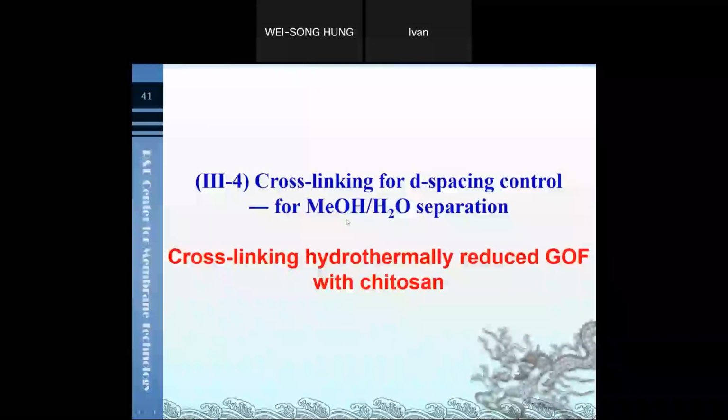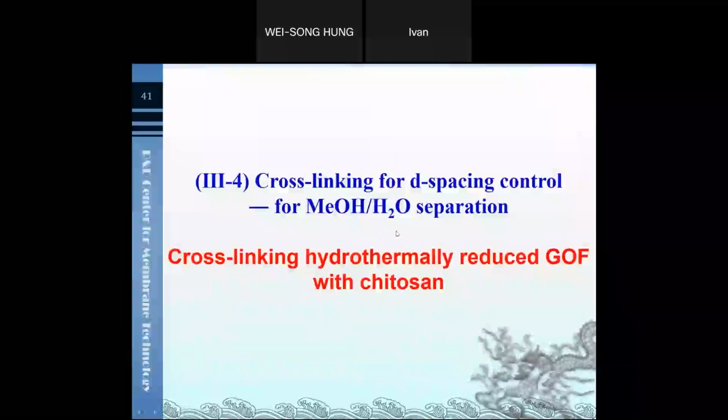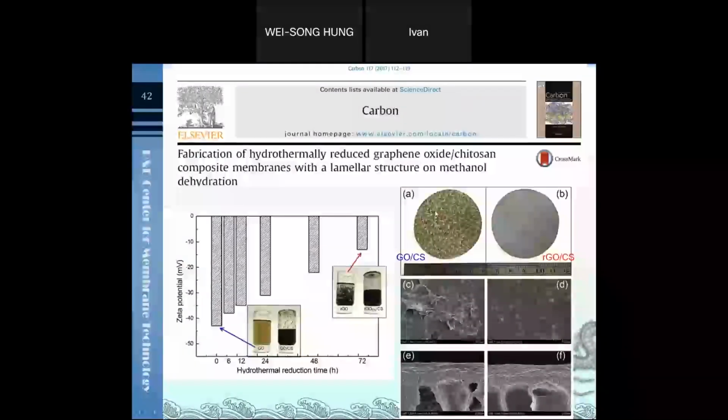Finally, we point out the methanol water separation. Here is also interesting. We see the graphene oxide membrane has good dispersion in the water, and we considered methanol separation. In our lab, the original approach was using the graphene oxide framework for methanol separation, but the performance was not good.